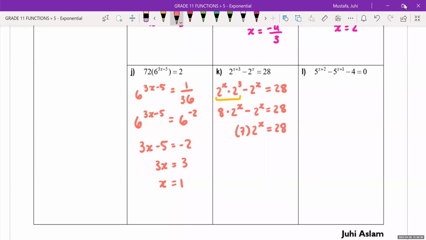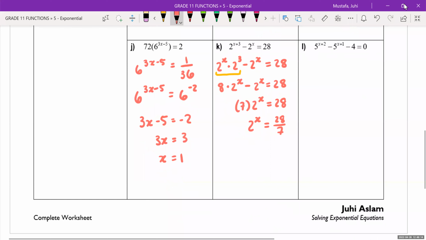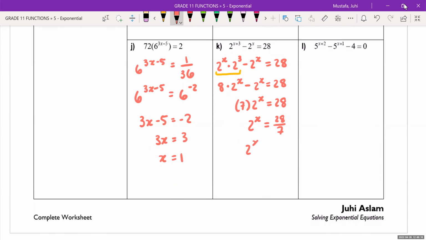Exactly. And now, because the 7 is a coefficient, we're allowed to move it. So this is going to become 2 to the power of x is equal to 28 divided by 7. I'm just going to write that down so that if you're looking at your notes later, it makes sense. And that is going to give me a 4. And now this is super easy to solve because it's just going to be 2 to the power of x is equal to 2 squared, and x is equal to 2.